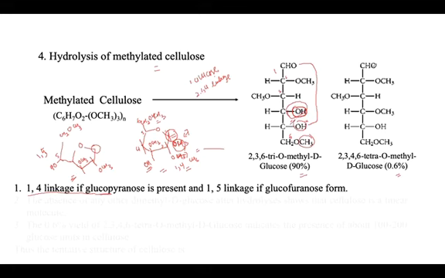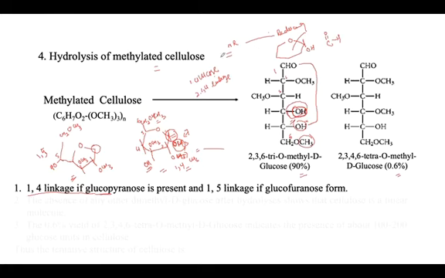Then let us come to the second product, which is 2,3,4,6 tetra-O-methyl D-glucose. Whenever we say that they have chain structures, or polymers, all of the polymers have a non-reducing side and a reducing end. The reducing end is where we have a pyranose ring like this. We have the anomeric carbon, that is the free carbon. So this forms the reducing end because this converts into an aldehyde, into a CHO. And then we have a non-reducing side.